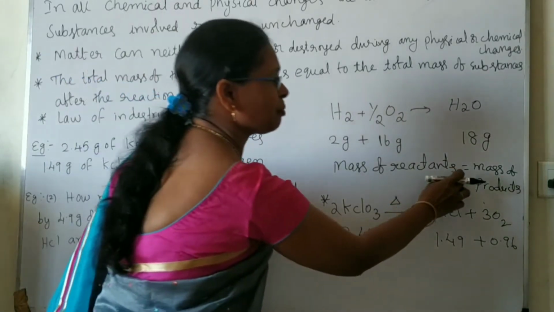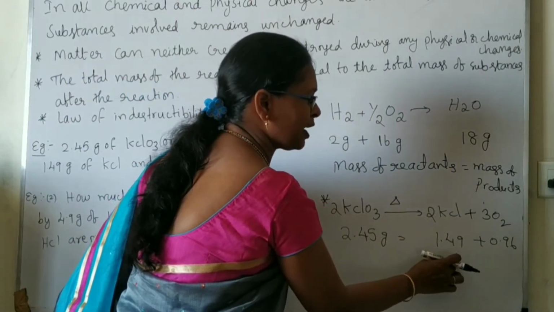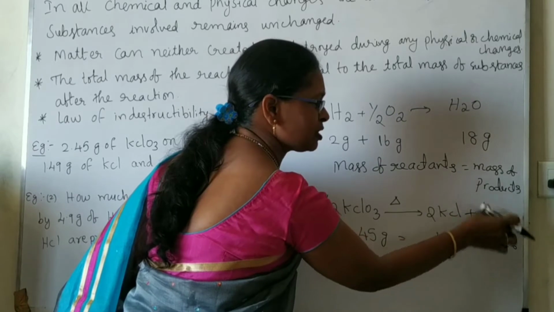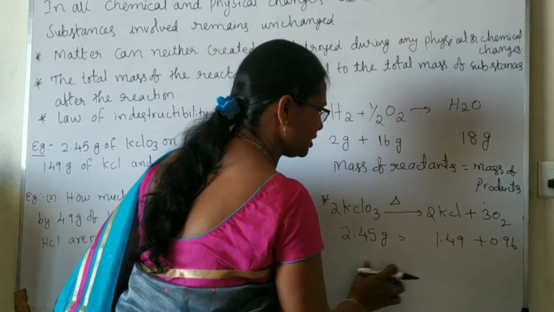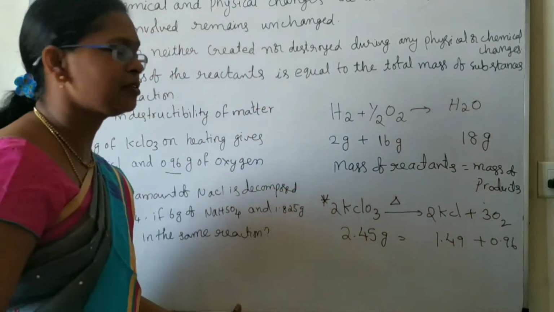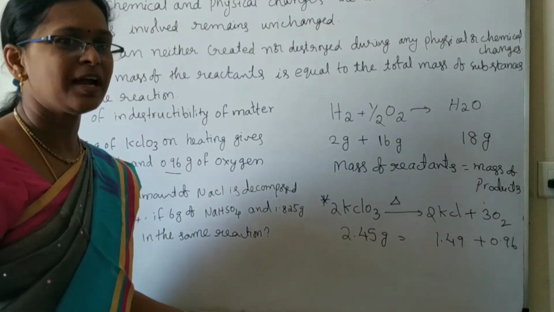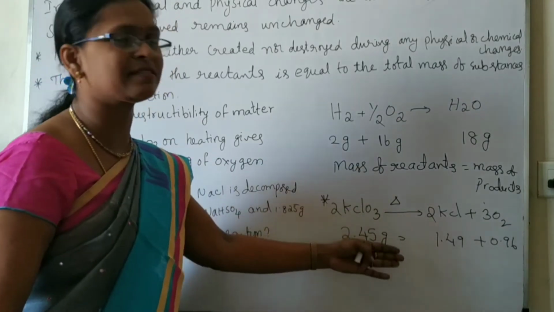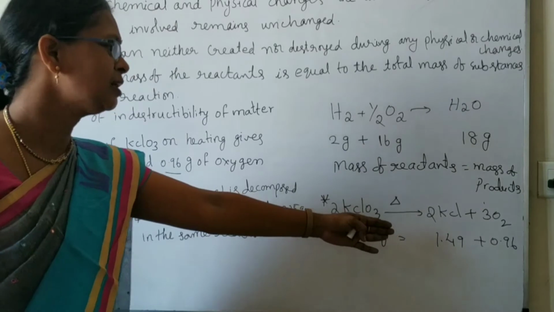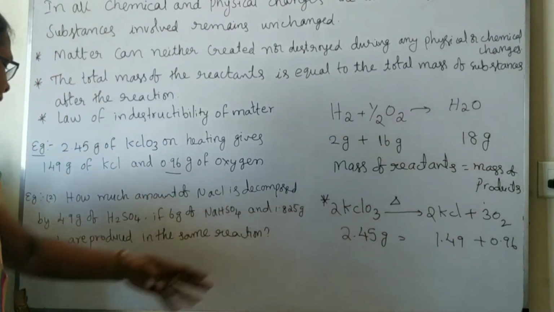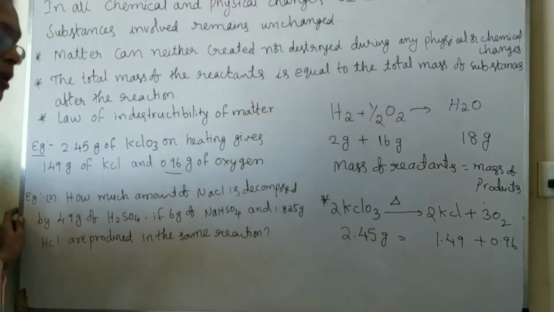And here, the mass of the products, how much? 1.49 of KCl plus oxygen 3 moles, so 0.96. Together, when we are considering that, it will give us 2.45 grams. And we are not able to balance the equation here compulsorily. We are just doing the normal weight calculation I explained here. Another example, you see here.